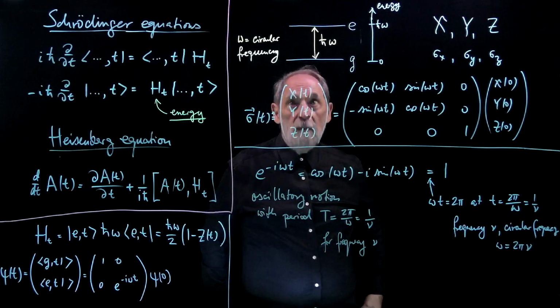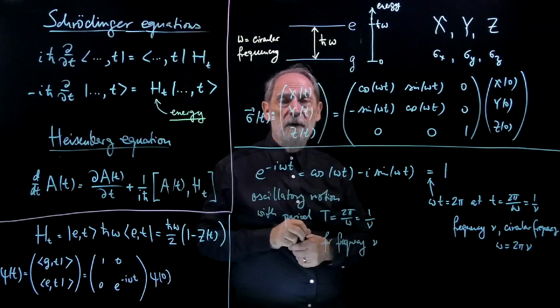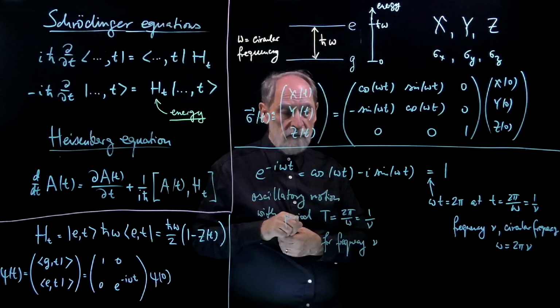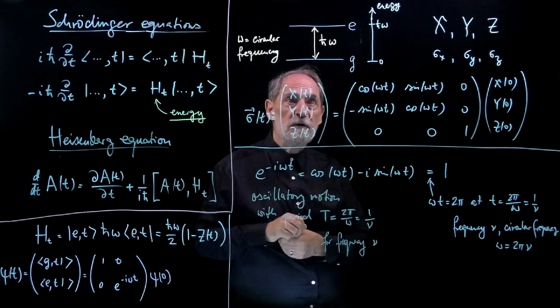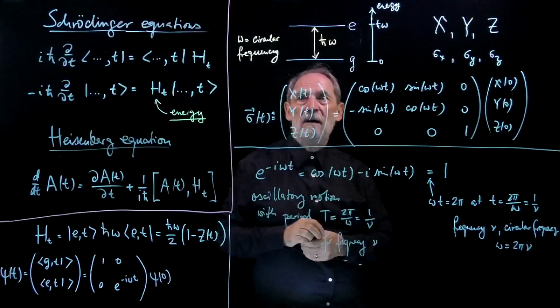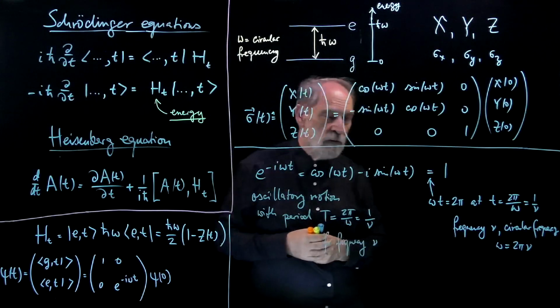So it is actually quite common to talk about this and not make a big distinction between circular frequency and frequency. So physicists will often talk about omega as the frequency, but technically speaking, it's the circular frequency. So it differs from the actual frequency by a factor of 2 pi.